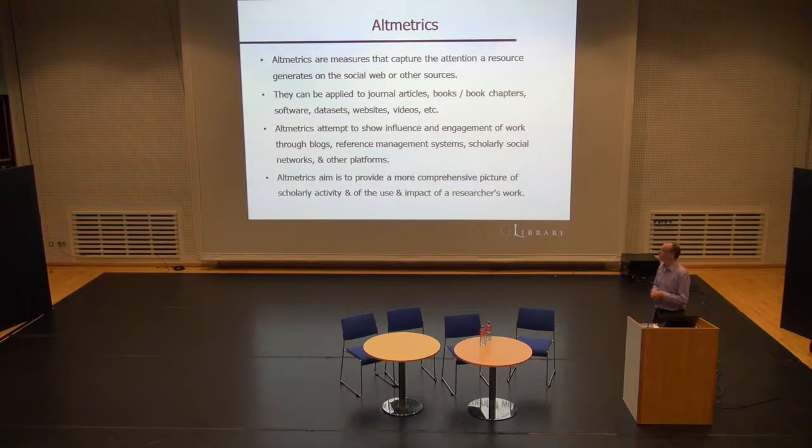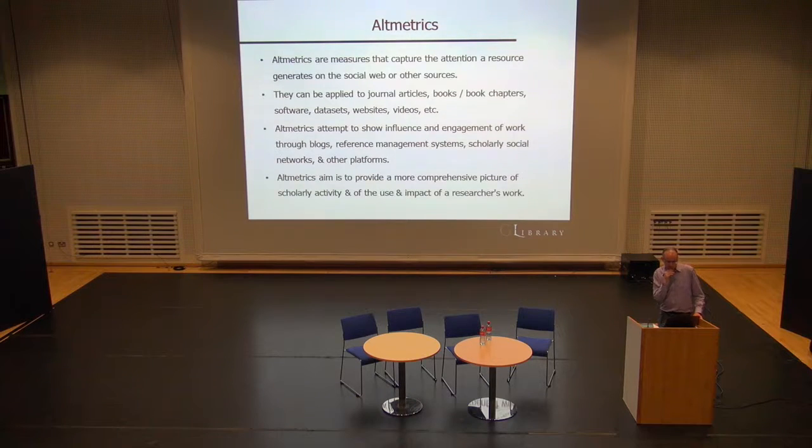Okay, so that's more traditional bibliometrics. Then altmetrics are these alternative metrics. These look at the attention that a research output or resource generates on the social web, or on online newspapers and things like that. This can be applied to journal articles, books or book chapters, videos, okay?